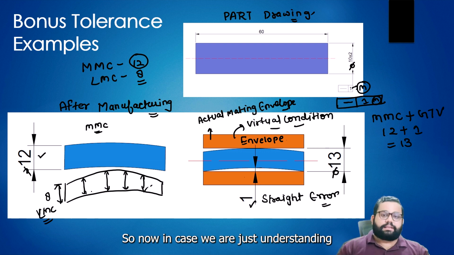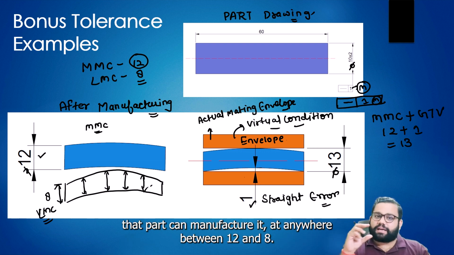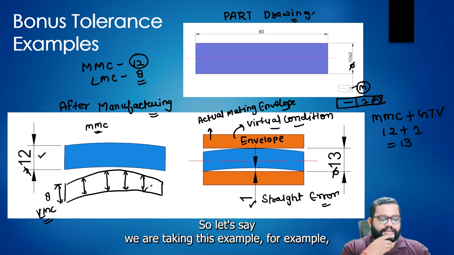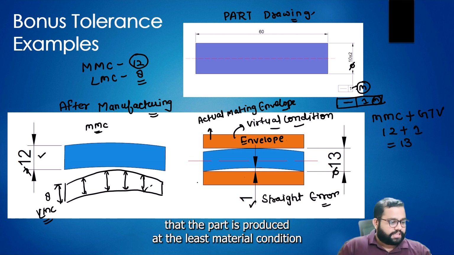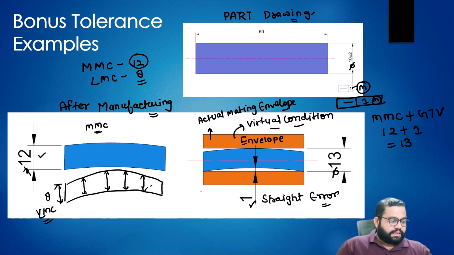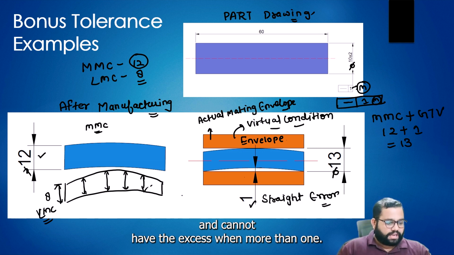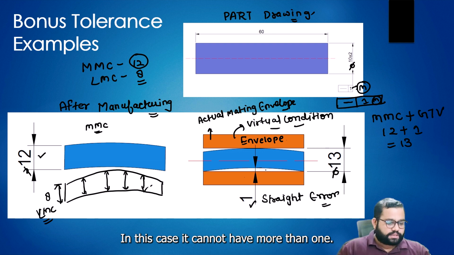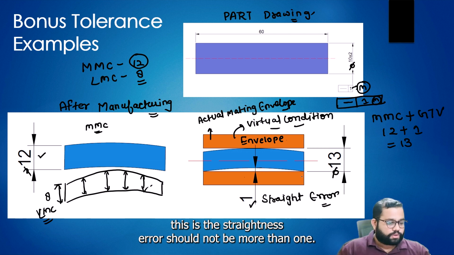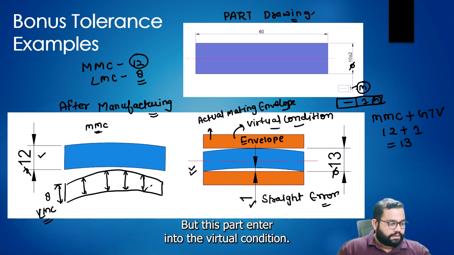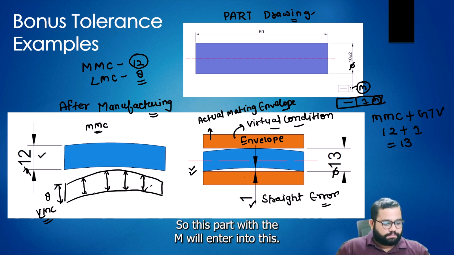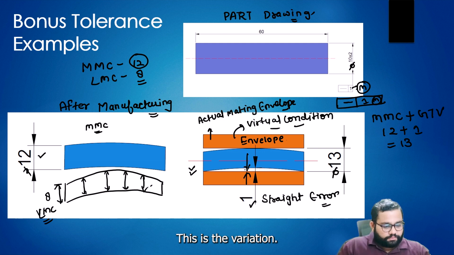So we are understanding that the part can be manufactured anywhere between 12 and 8. Let's say the part is produced at the least material condition. Earlier, when the part is produced at MMC, the straightness error should not be more than 1 mm. But now this part will enter into the virtual condition, so the part with 8 mm will enter into this. This is the variation.